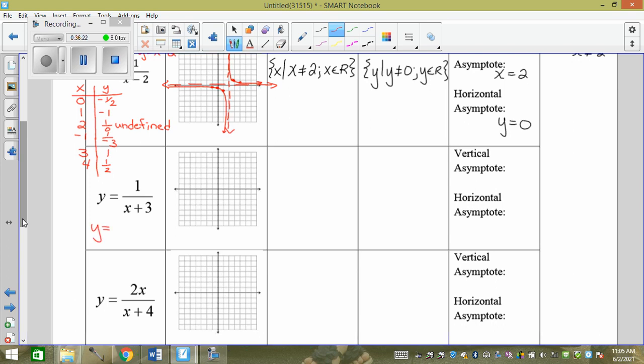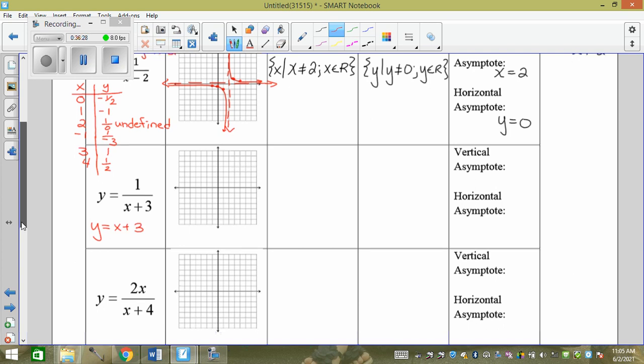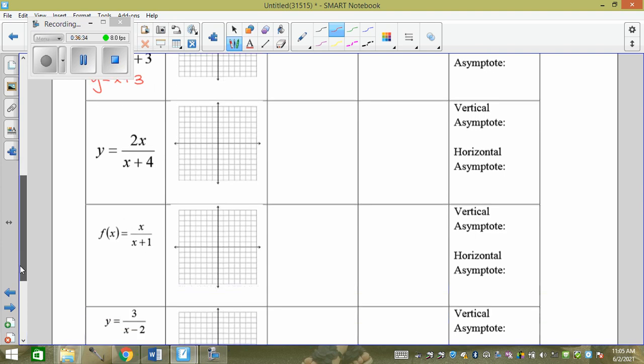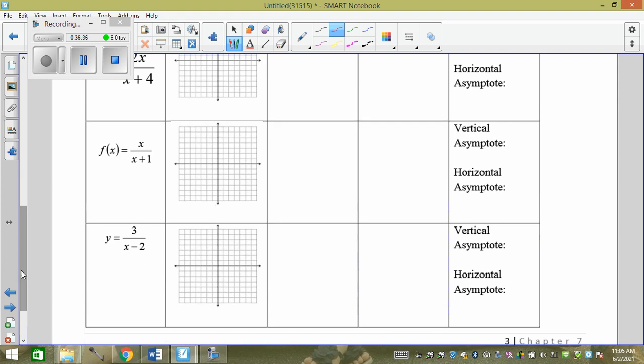Y equals x plus 3 would have been my original in order for this to be a reciprocal. Is this a reciprocal? No, it's not 1 over.